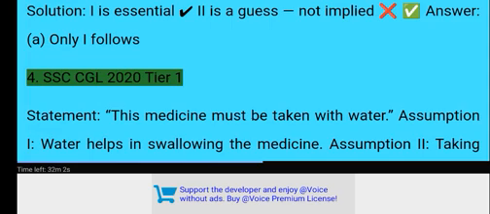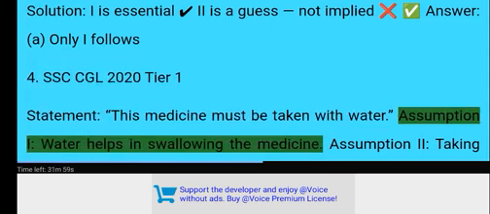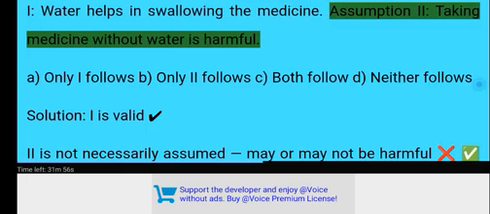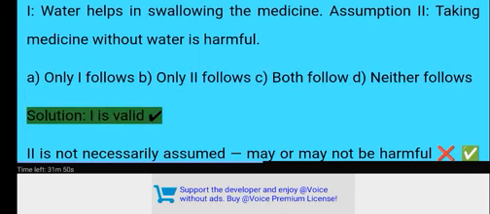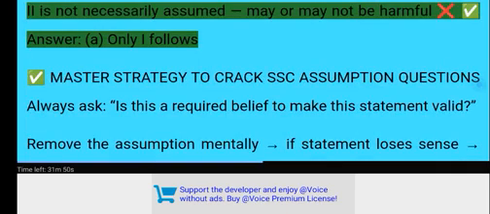4. SSC CGL 2020 Tier 1. Statement: This medicine must be taken with water. Assumption I: Water helps in swallowing the medicine. Assumption 2: Taking medicine without water is harmful. A. Only I follows. B. Only 2 follows. C. Both follow. D. Neither follows. Solution: I is valid. 2 is not necessarily assumed. It may or may not be harmful. Answer: Only I follows.